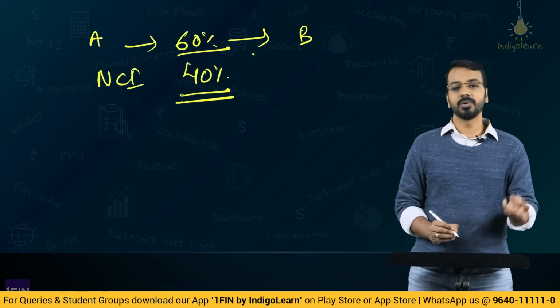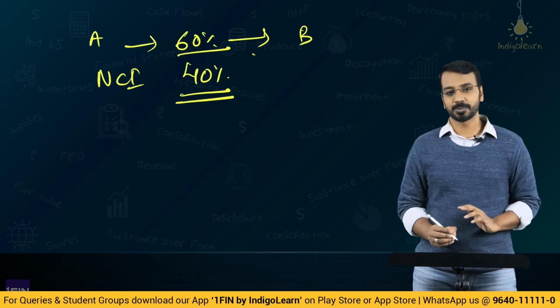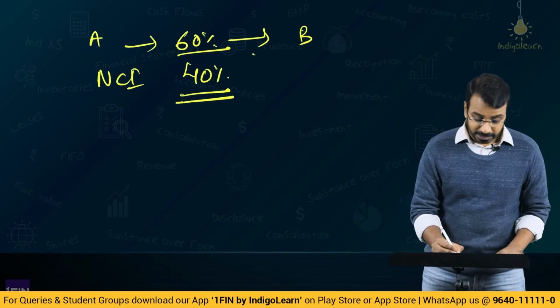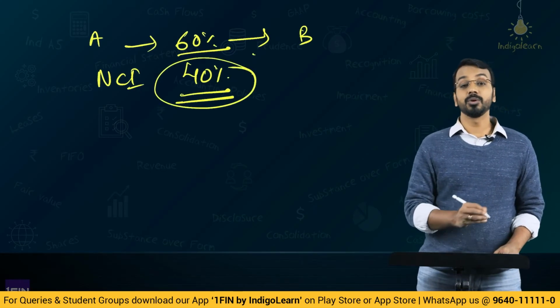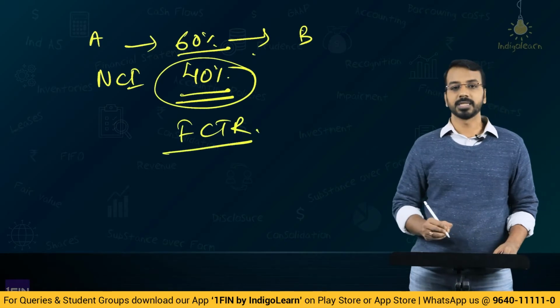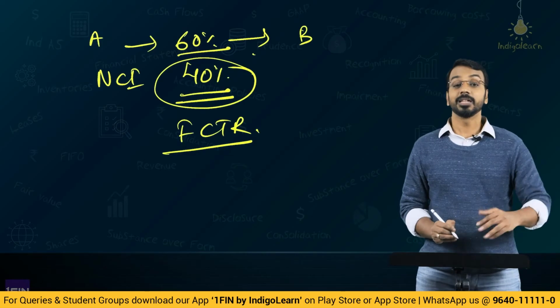To the extent of 40%, you will take it to NCI. Now, let us say A Limited fully sells off its investment in the subsidiary. Means A has fully sold off its 60% stake. Now, this 40% portion which was attributable to NCI, the 40% of FCTR which was attributable to NCI, that will be de-recognized because that portion is no longer applicable.